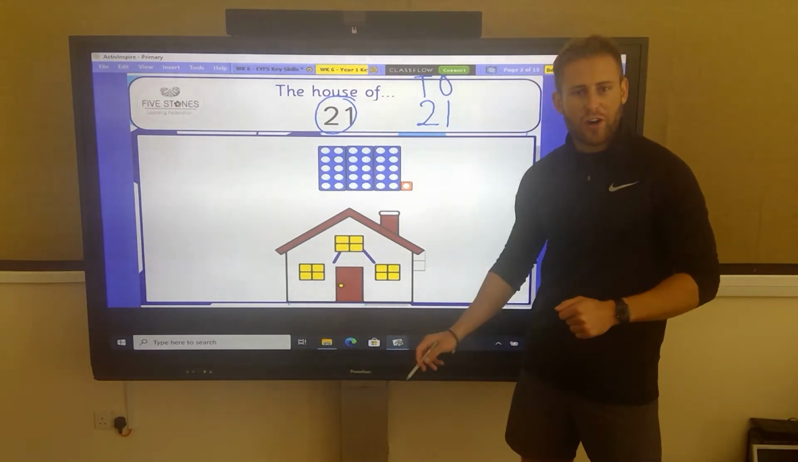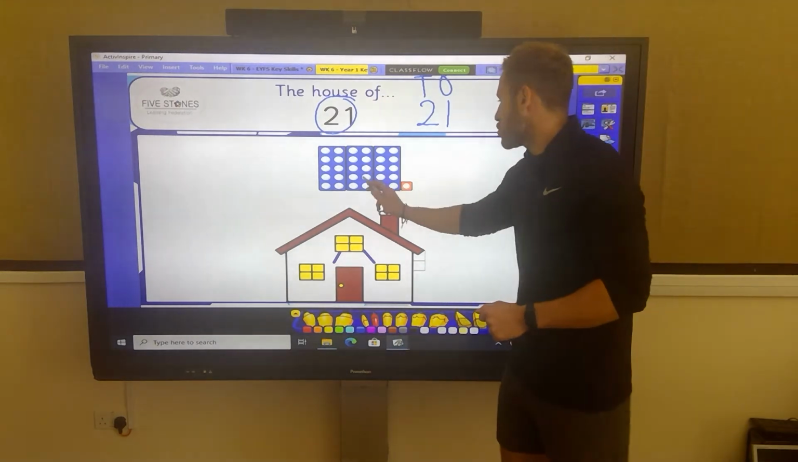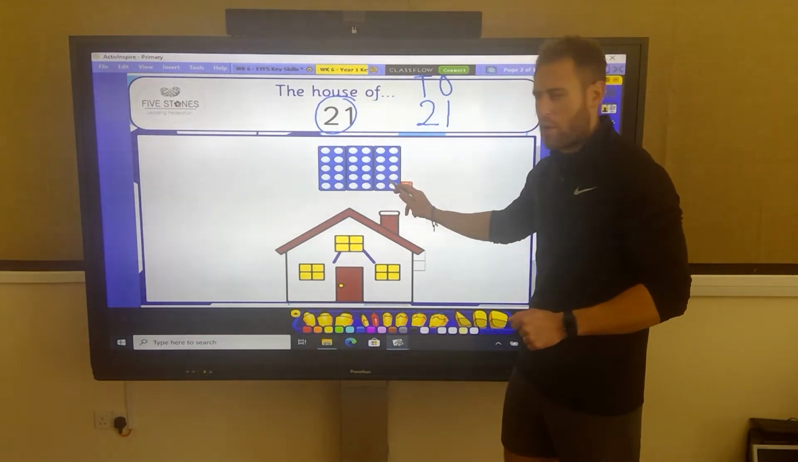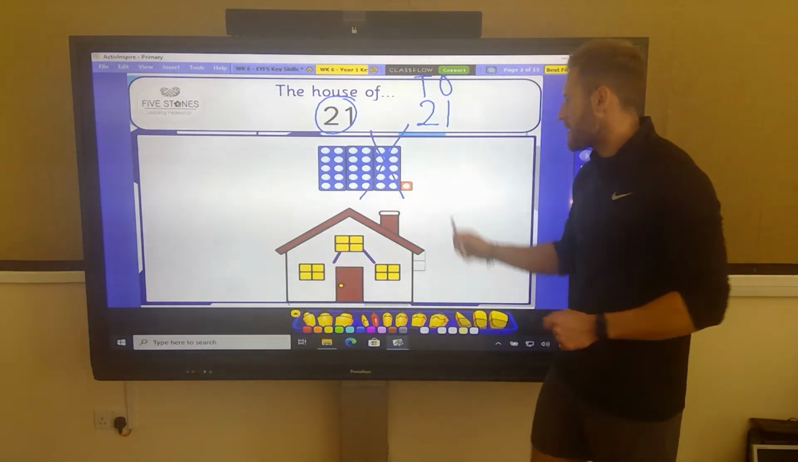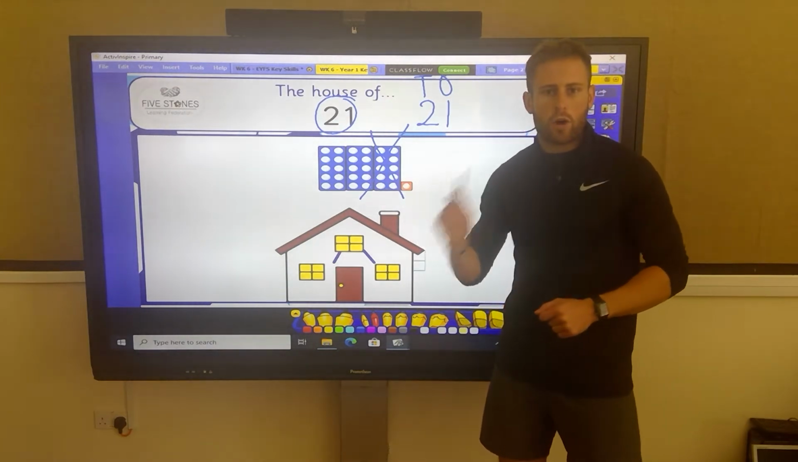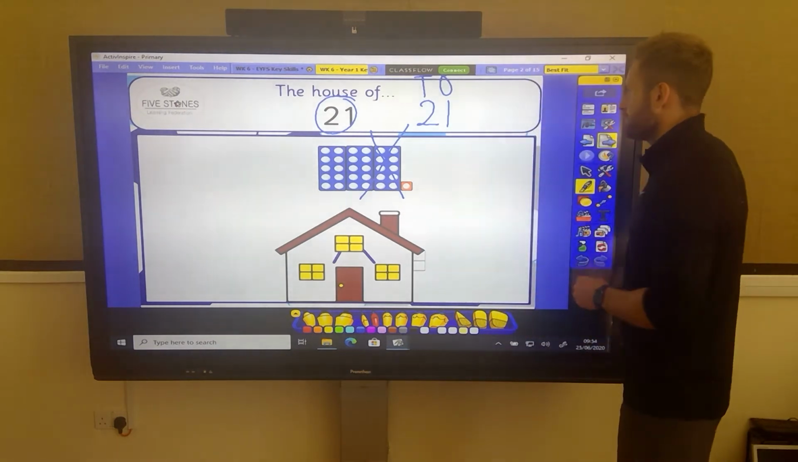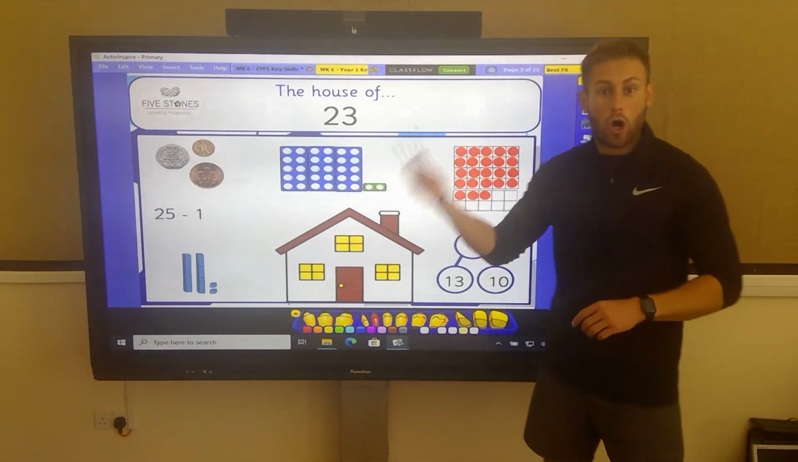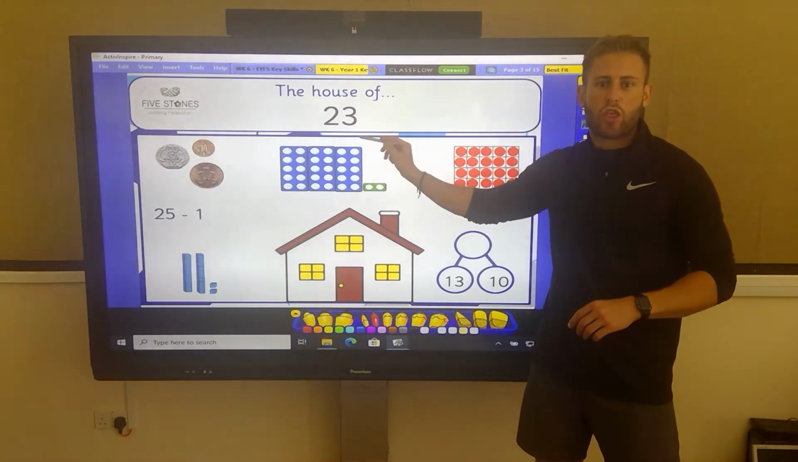But what about our numicon? What did you notice? 10, 20, 30. There are too many 10s in our numicon. We've got 31 and we only need 21. Right. We've got a different house now along the road. We have the house of 23.